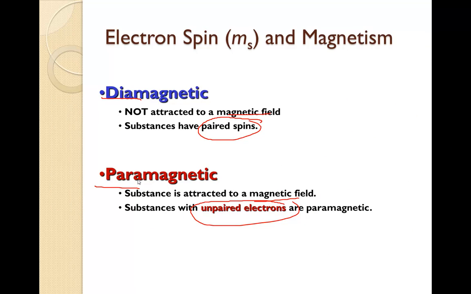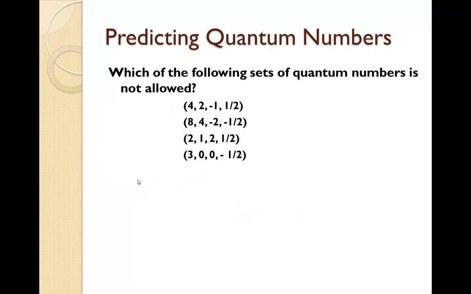Alright, so let's practice this a little bit. Which of these are not possible? Well, the first letter is N, and that just has to be a whole number. And all four of these are whole numbers. The second letter is L, and that's N minus 1 down to 0. So that means these have to be less than N. So 2 is less than 4, 4 is less than 8, 1 is less than 2, and 3 is less than 0. So we're okay there.